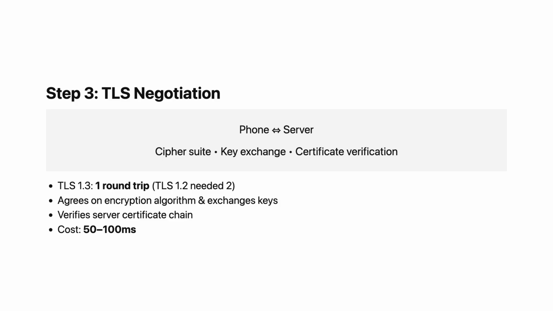Your phone and the server need to agree on a cipher suite, exchange cryptographic keys, and verify the server's certificate. In TLS 1.3, which is what modern Android uses, this takes 1 additional round trip. In older TLS 1.2, it could take 2, so figure another 50 to 100 milliseconds.